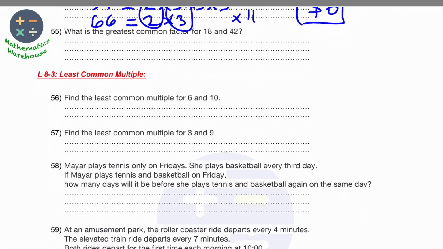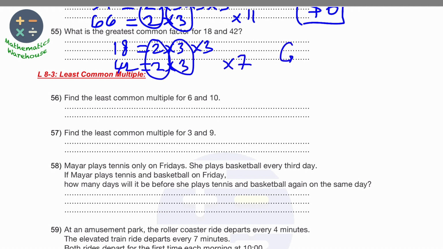Next question. What is the greatest common factor of 18 and 42? 18 equals 2 times 3 times 3. 42 equals 6 times 7, which is 2 times 3 times 7. Now take the common. So GCF is 6.